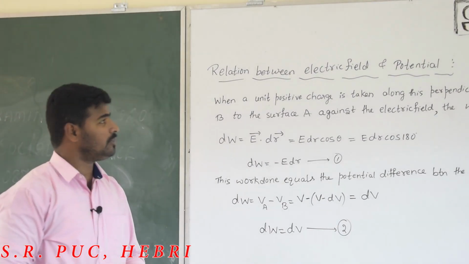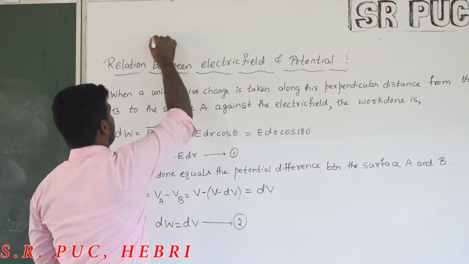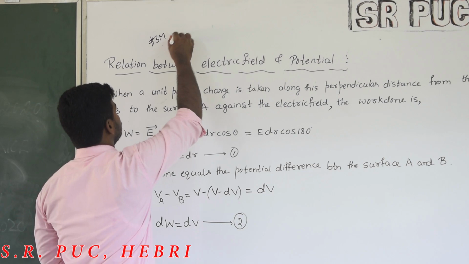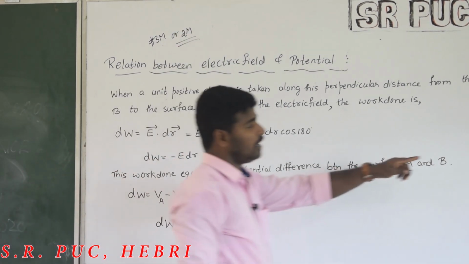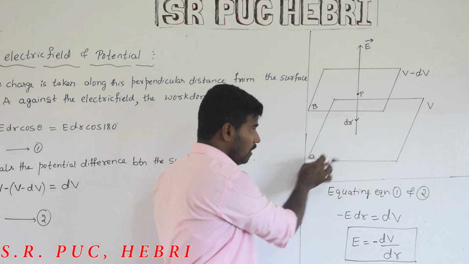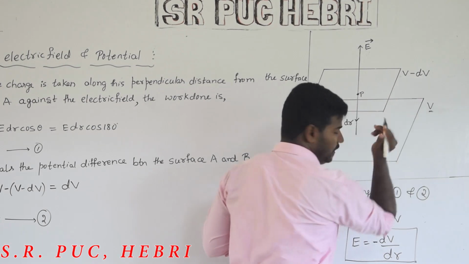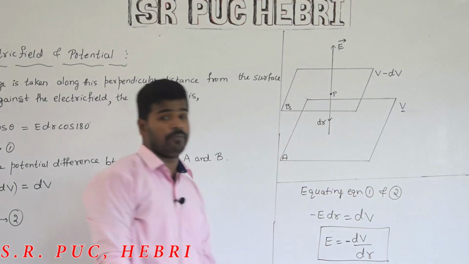Next concept, relation between electric field and potential, a 3-mark important question for the board exam or a 2-mark question, very important question. For that we have taken two equipotential surfaces A and B. The surface A has the potential V. The surface B has the potential V minus dV.